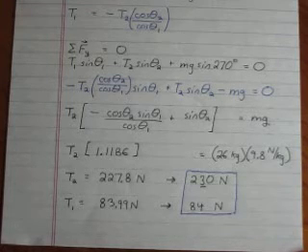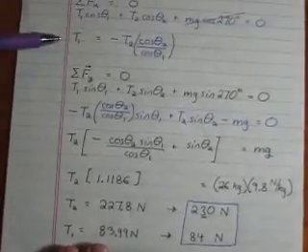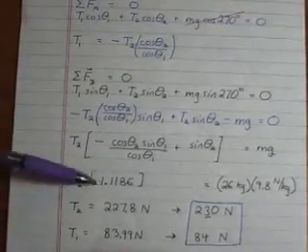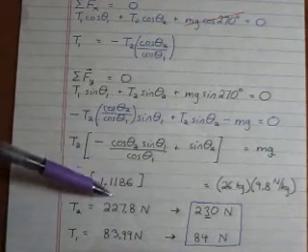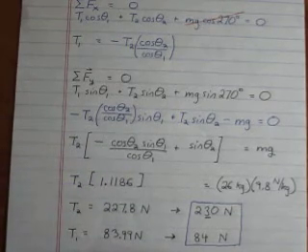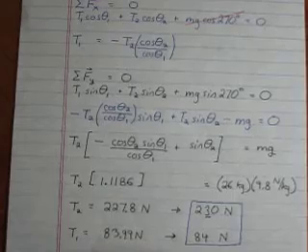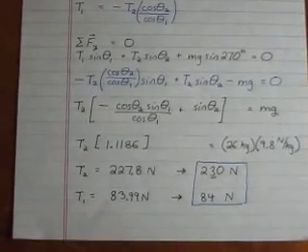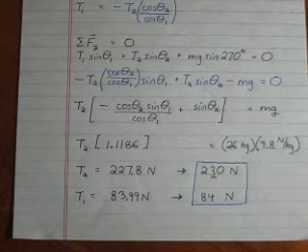T1, I go back up to my expression for T1, plug in for T2, and by the way, for T2, don't use the rounded expression of 230 newtons. Use it to a few more significant digits. So I used 227.8 newtons, plugged it into my expression for T1, and got 84 newtons. So those are the tensions of the two ropes.